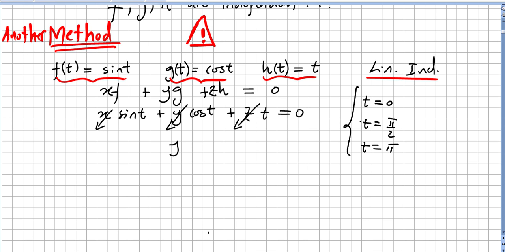In the previous method, at the end of the day, what we did was we took 3 positions for the functions, right? We took one position, f of 0, g of 0, h of 0, then we took f of pi over 2, g of pi over 2, h of pi over 2, and f of pi, g of pi, h of pi, right? The good thing about this new method is that we are not going to use this, and we are going to take the derivatives, okay?